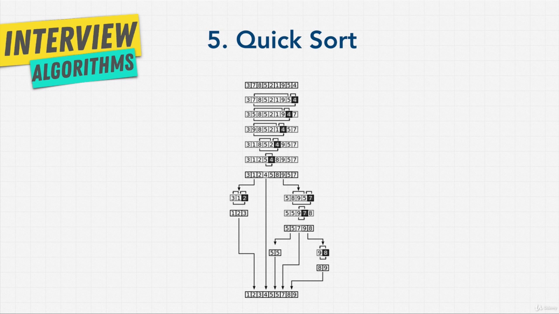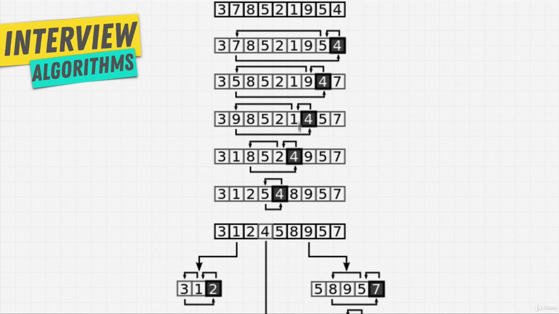I have a little diagram here. Let's say we have a list that looks like this. We have 3, 7, 8, 9, 5, 2, 1, 9, 4. What we do here is we pick a random pivot. Let's say that 4 is going to be our pivot. Once we pick this pivot item, we're going to say, all right, I want all numbers that are less than 4 to come to its left, and all numbers that are greater than 4 to come to its right.